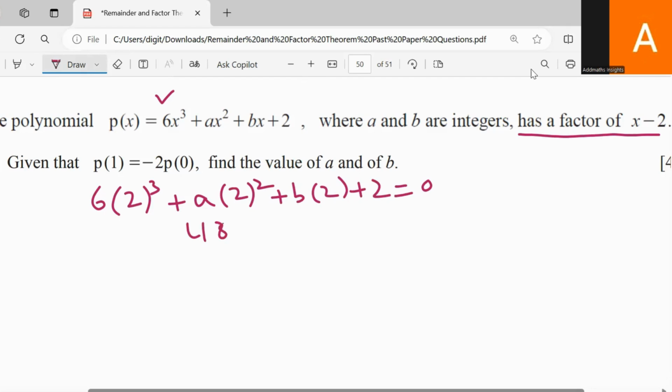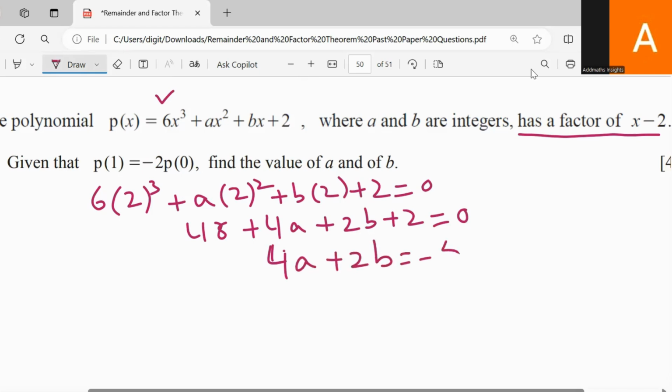48 plus 4a plus 2b plus 2 is 0. So there are two unknowns a and b, so we must have two equations, and then you will solve them simultaneously. So it is minus 50. This is equation number 1. Now we'll use the second condition.